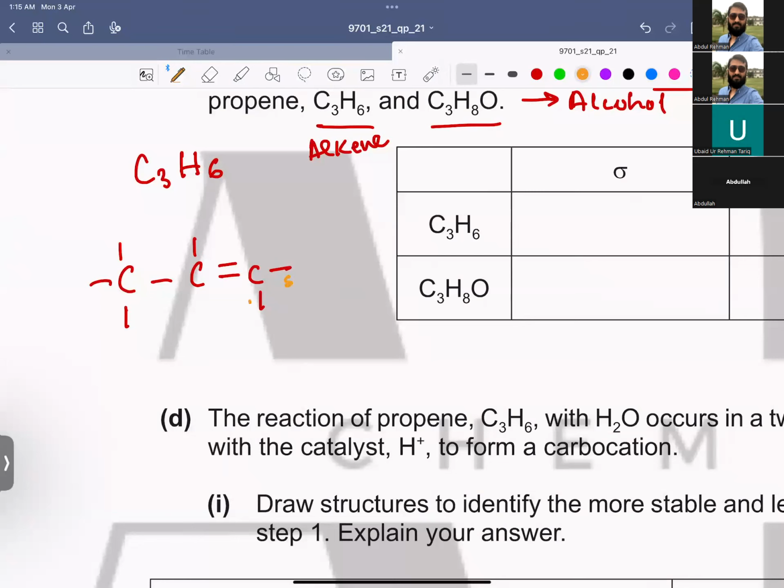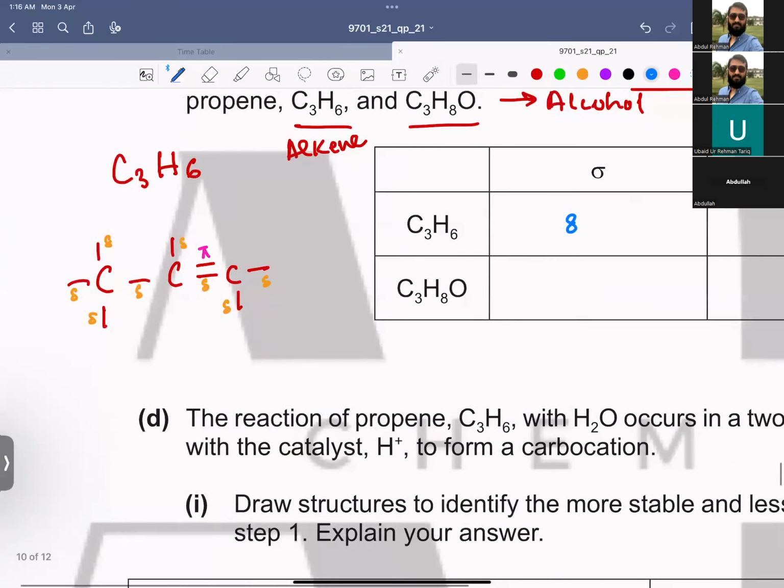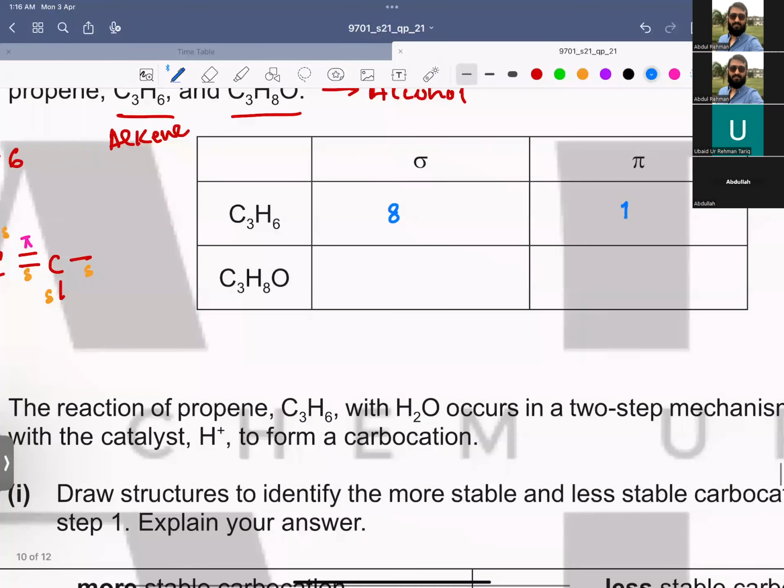This is sigma, this is sigma, and out of these two, you can represent any one sigma. So in total, we have 8 sigma bonds, and this one is a pi bond. So 1 pi bond. Is this clear?